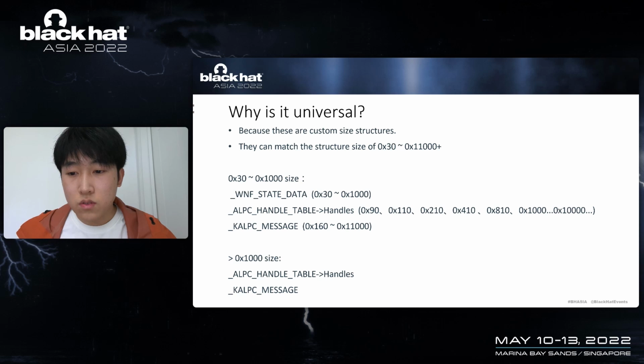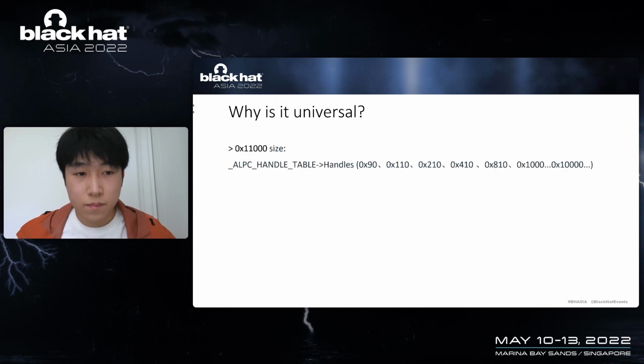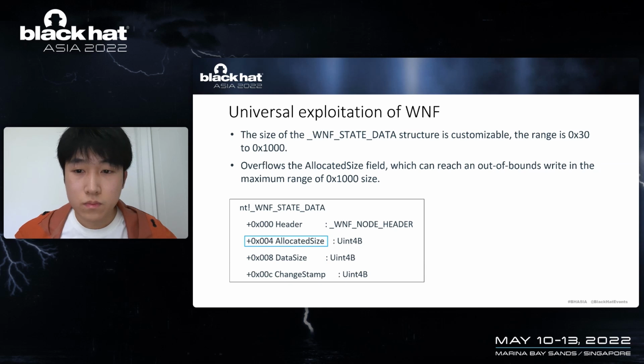According to our test, all three structures are available in sizes 0x30 to 0x1,000. Handles and message can be used when greater than 0x1,000. Greater than 0x11,000 can be used handles. The three structures are described in detail below. First, introduce WF. It ranges from 0x30 to 0x1,000. And it has a limit of 0x1,000 for out of bounds writes. But this is enough to adapt to a large number of pool overflow vulnerabilities.